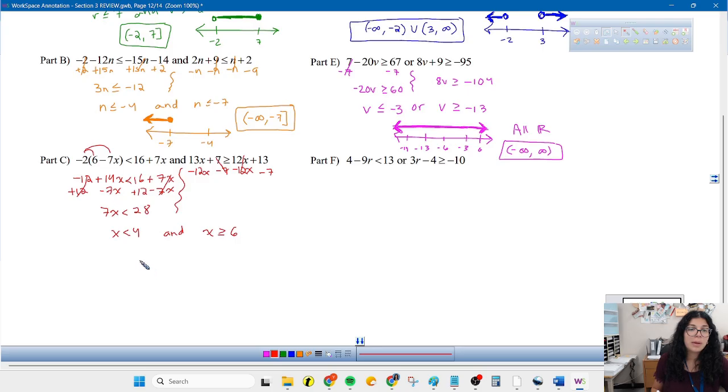So if we're thinking about the numbers that are both less than 4 and also more than or equal to 6, well, there are no numbers that are both less than 4 and also more than or equal to 6. So this is actually no solution.